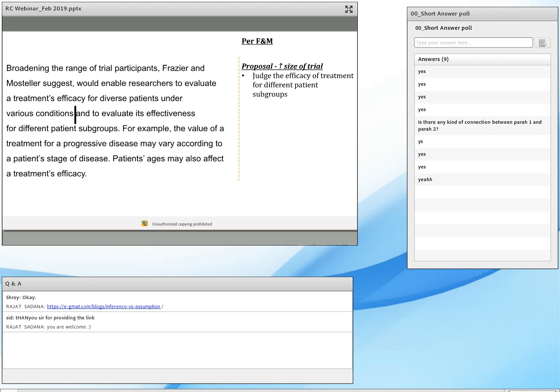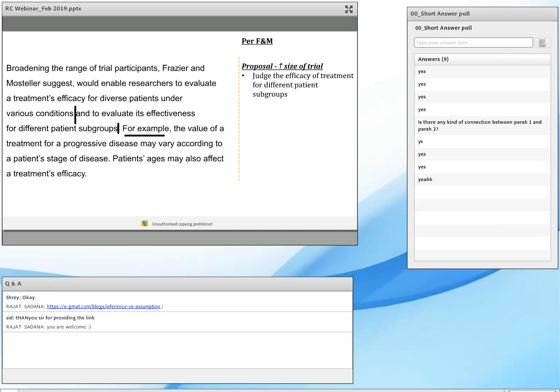So, in addition, an outcome of increasing the size of the trial would be to evaluate efficacy for a diverse set of patients under various conditions, such as its effectiveness for different patient subgroups. That's something the author says is going to happen. F&M are making a claim over here. And then he says, for example, he's now substantiating that claim. When you say for example after a claim, it's most likely a substantiation.